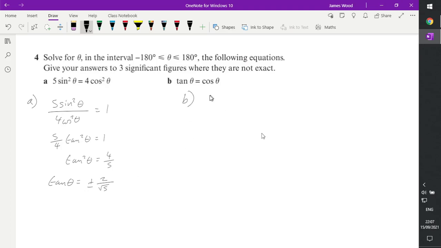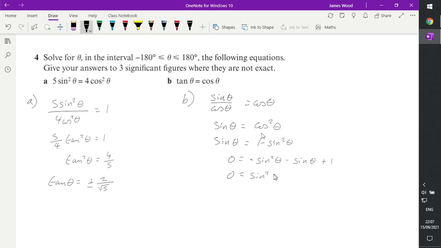So the one, B. Let's swap the tan theta for sine theta over cos theta. Then I suppose I could times both sides by cos theta. And now I could swap my cos squared theta for a 1 minus sine squared theta. And now I've got a quadratic. Like that. Or I could write it, if you want a positive at the front, sine squared theta plus sine theta minus 1.